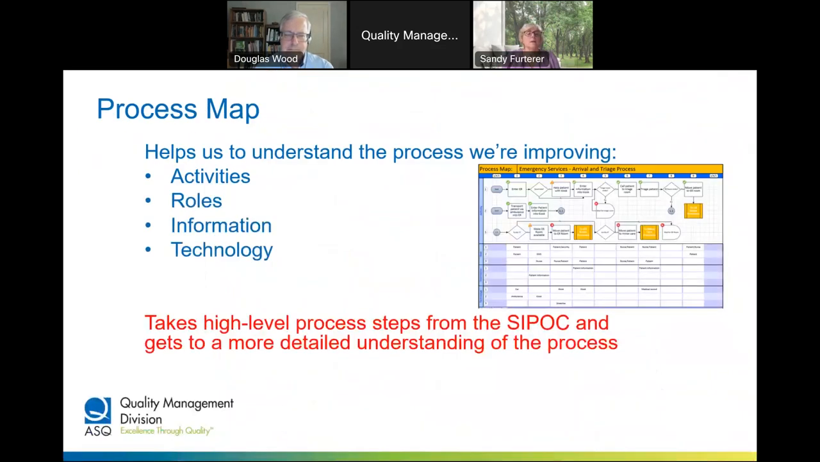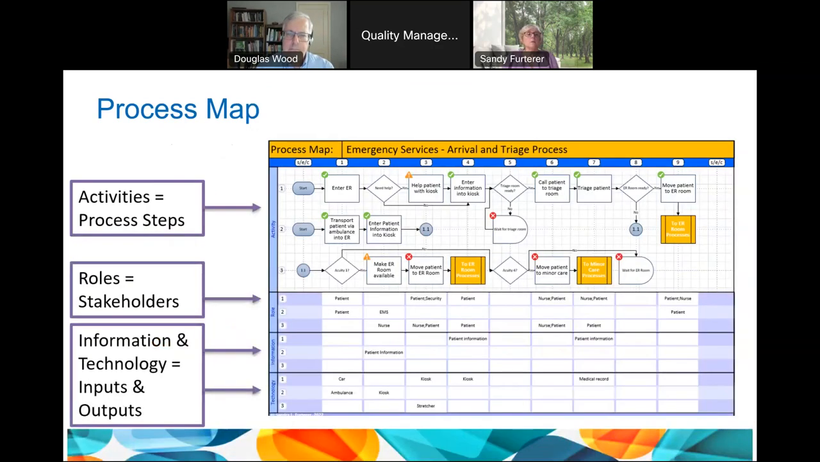All right, now let's go to the process map. So the stakeholder analysis starts at a very high level, 5 to 7 steps, no decisions in there or anything like that, that we then move into understanding more detail about the process we're trying to improve. So if you want to go to the next one.